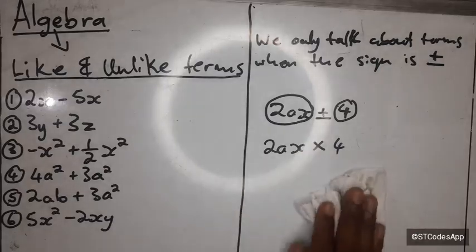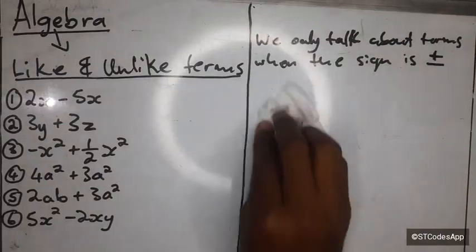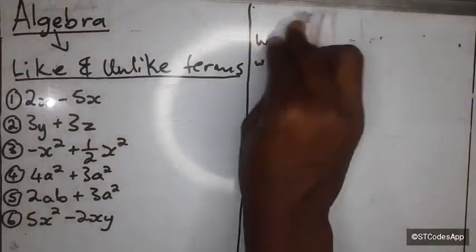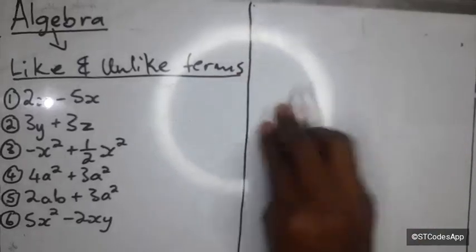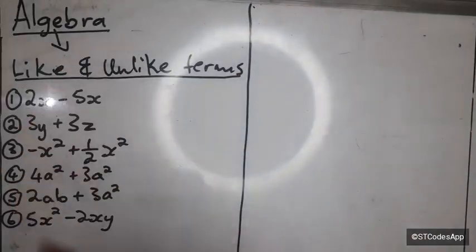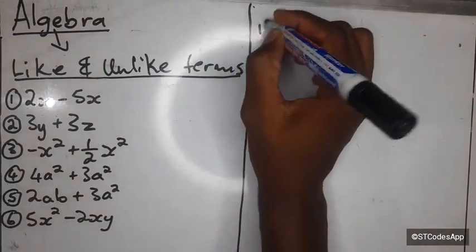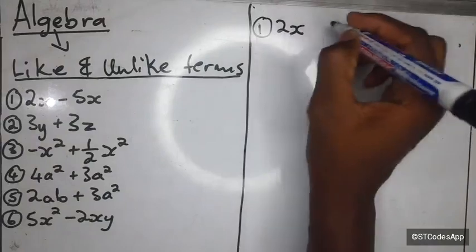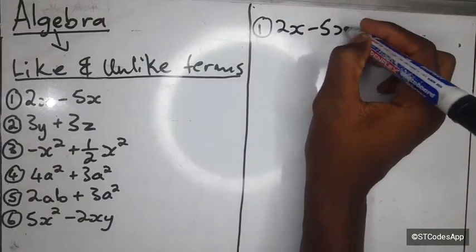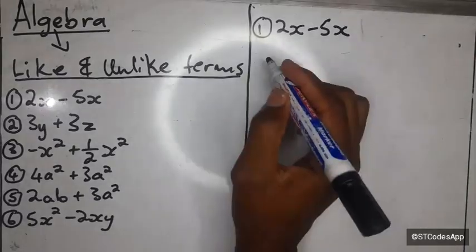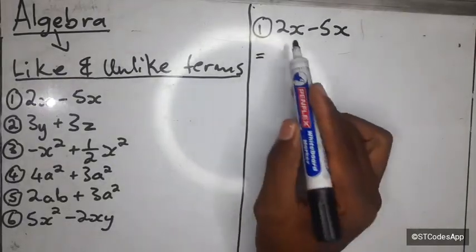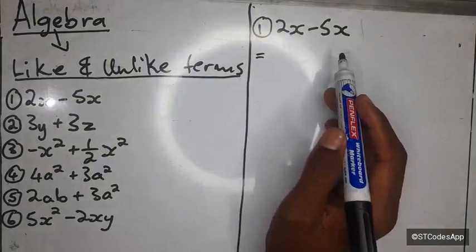Well, let's move on. As said, in this video we'll be answering what we do with like terms or unlike terms. Let's start. Number 1 is 2x minus 5x. Are those two terms like terms or unlike terms?